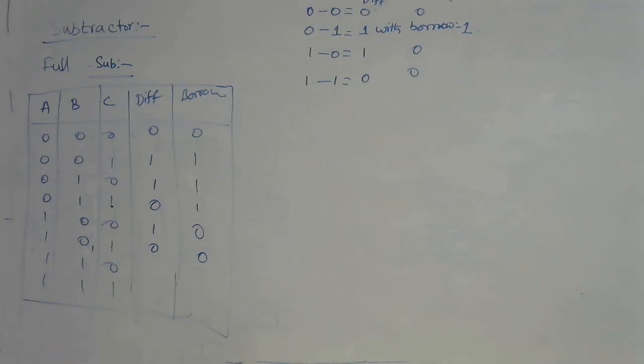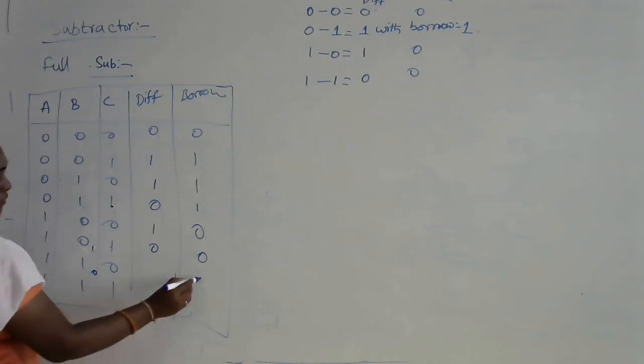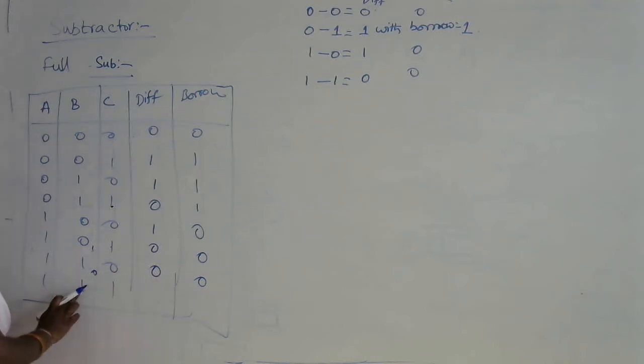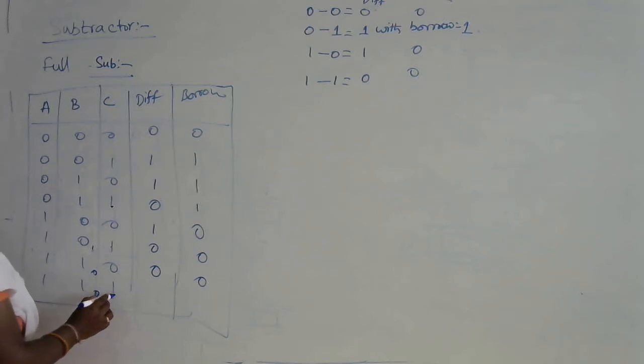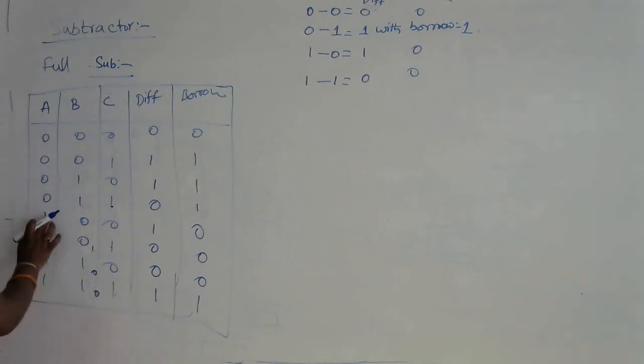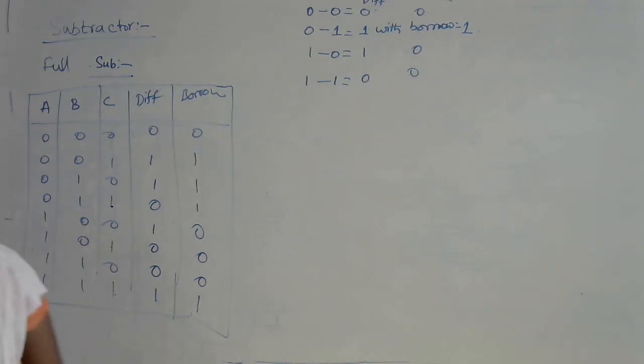The last one is 1 1 0. So 1 minus 1 is difference 0. Borrow we are not taking. 0 minus 0 is 0. 1 minus 1, 0. 0 minus 1 is difference 1, borrow is also 1. So first perform the subtraction operation for the first two.